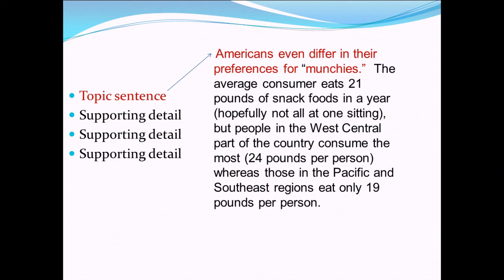Topic sentence: Americans even differ in their preference for munchies. Supporting detail: the average consumer eats 21 pounds of snack foods in a year, hopefully not all in one sitting. Supporting detail: but people in the west central part of the country consume the most, 24 pounds per person. And supporting detail: whereas those in the Pacific and Southeast regions eat only 19 pounds per person.